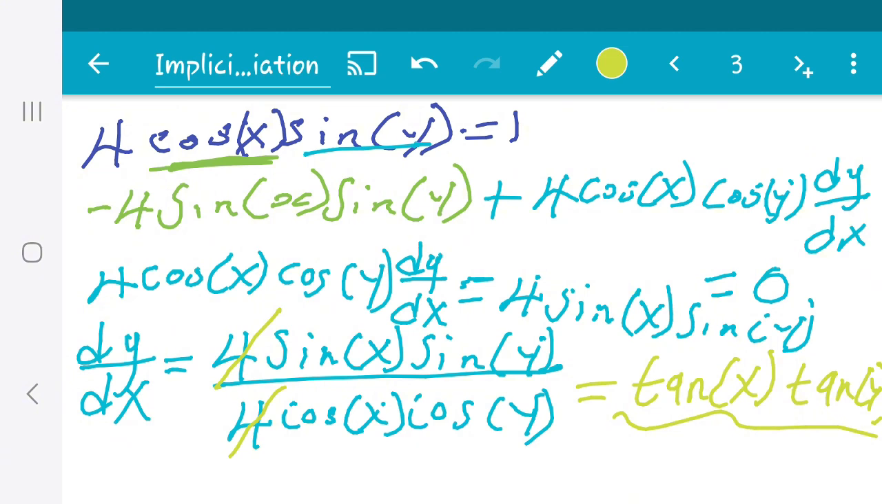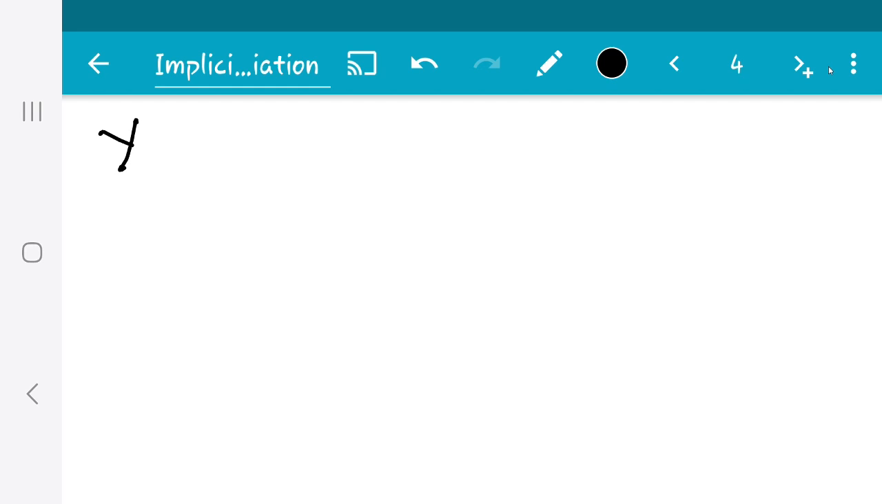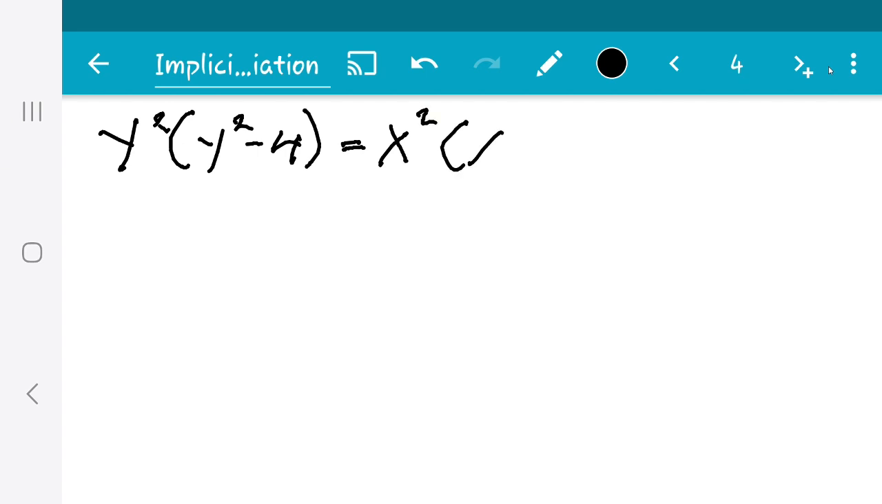Let's take y squared into y squared minus 4 is equal to x squared into x squared minus 5. Okay, so we have to derive it implicitly. Before deriving it, to make it simpler, we can simplify the whole equation. So we can multiply inside the brackets.